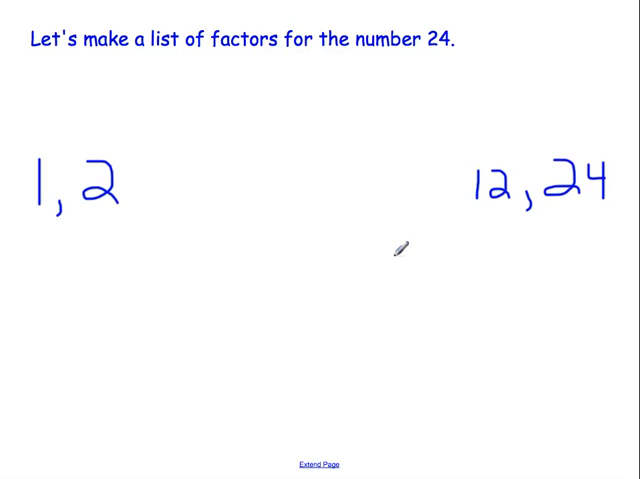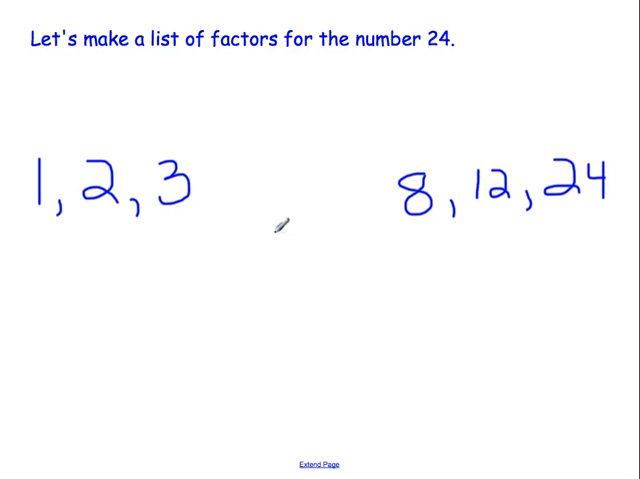Then we ask ourselves, is 3 a factor of 24? Think about your facts. 3 times something, is it 24? I know that 3 times 5 is 15, 3 times 6 is 18, 3 times 7 is 21, 3 times 8 is 24. So yes, 3 is a factor. So I need to put 3 on my list and its pair. 3 times 8 is 24, so I got to put 3 and 8 on my list.